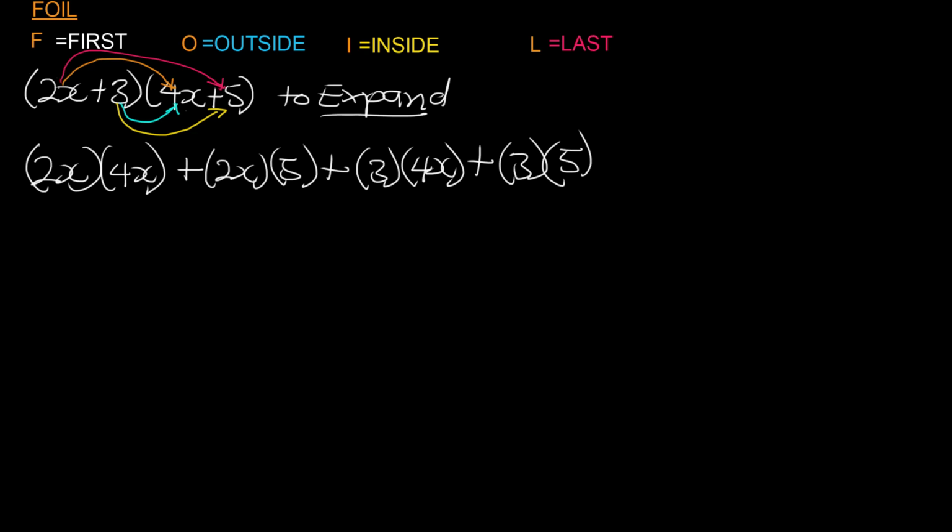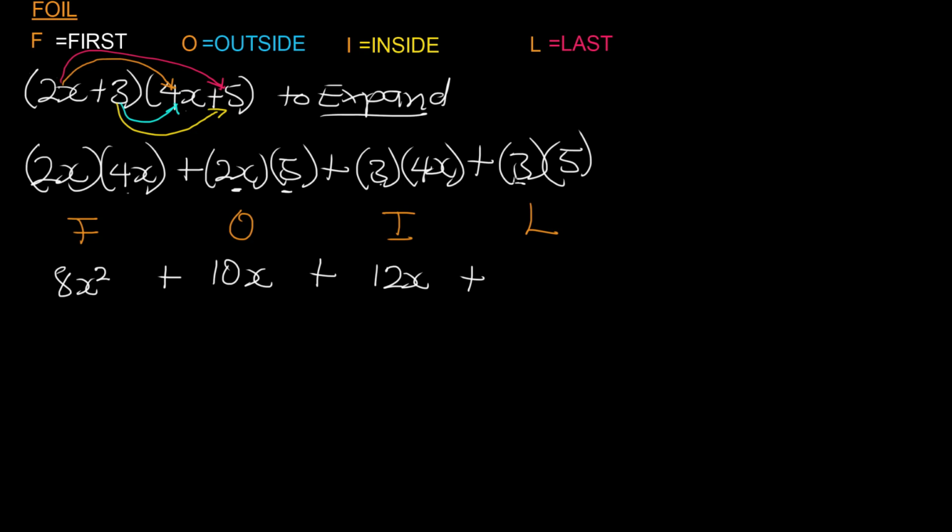Indicating the acronym, we have, this is the first, this is the outer terms, this is the inner or the inside terms, and this is the last term. 2x times 4x gives us 8x squared plus 2x times 5 gives us 10x plus 3 times 4x gives us 12x plus 3 times 5, which is the last term, gives us 15.